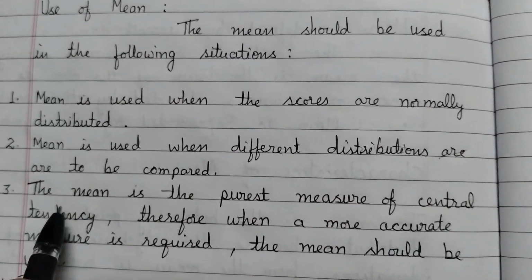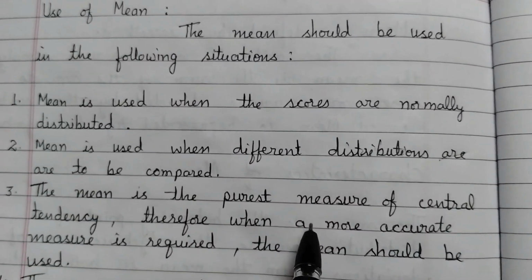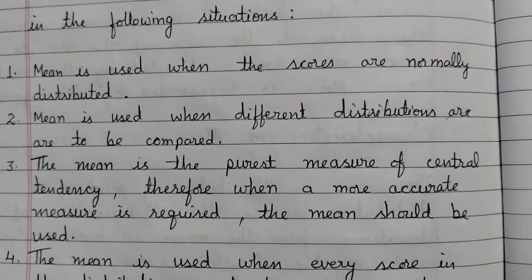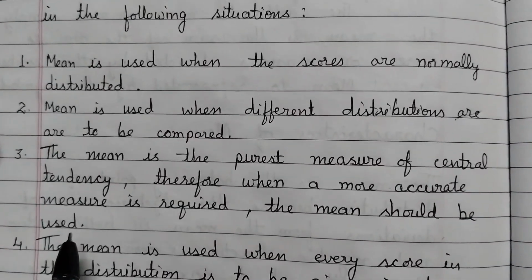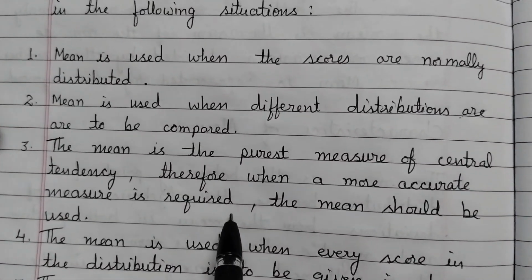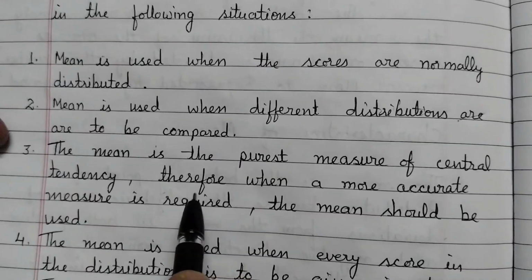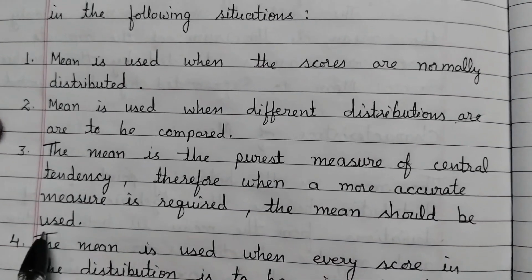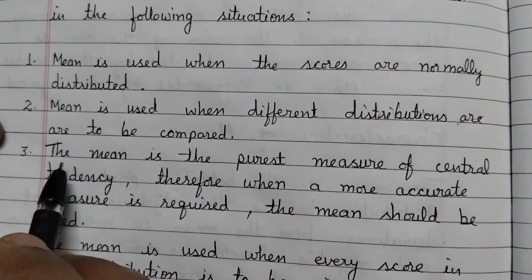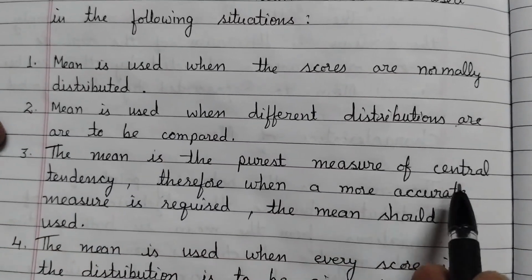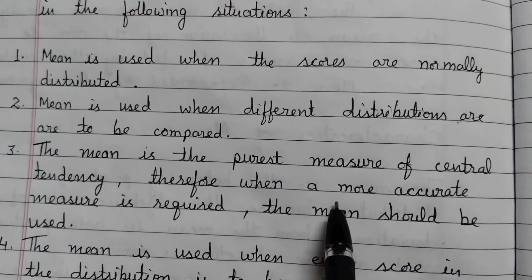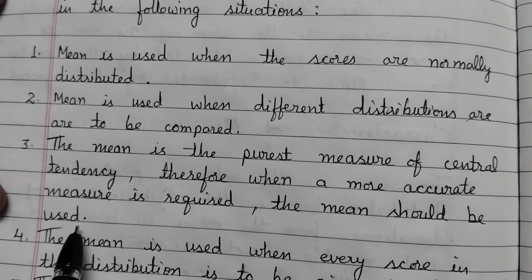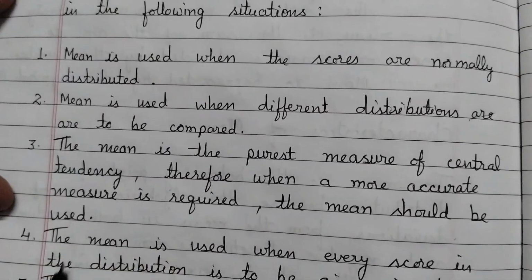Third point, the mean is the purest measure of central tendency. Therefore, when a more accurate measure is required, the mean should be used. Again, I am repeating the third point. The mean is the purest measure of central tendency. Therefore, when a more accurate measure is required, the mean should be used. From an accuracy point of view, the mean is used.